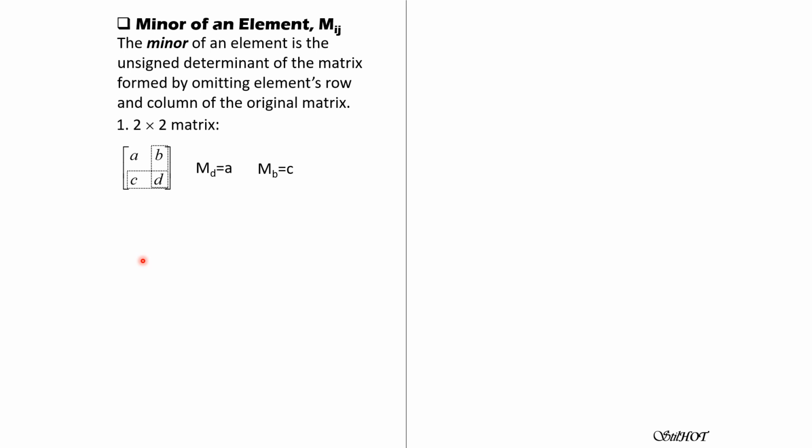So if we have a 3 by 3 matrix, the minor of element I would be the reduced 2 by 2 matrix. So we omit the row and column elements of that element. Then the minor is AE minus BD.